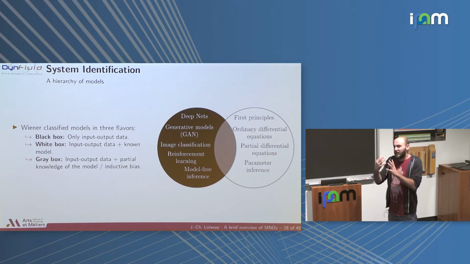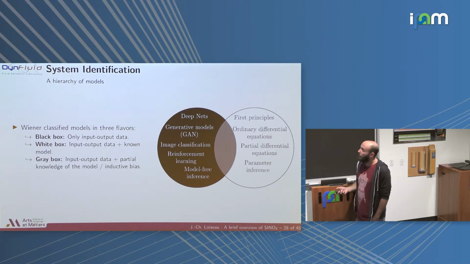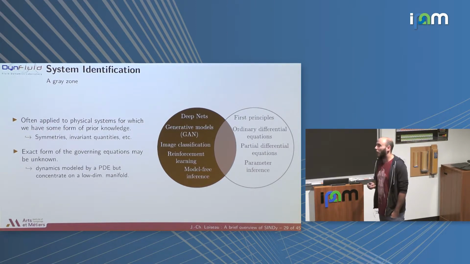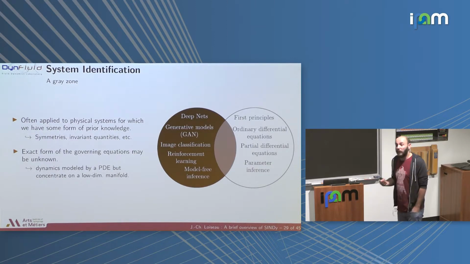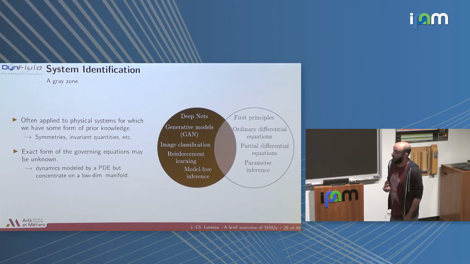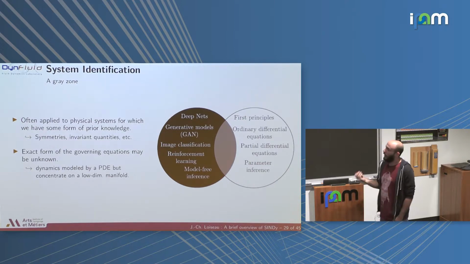Like maybe it has some kind of symmetries or invariant quantities it needs to have. And so system identification is precisely in this gray zone because often, at least when we apply it to physical systems, well, we've known the laws of physics for hundreds of years, right? So we do have prior knowledge about what the system should be or what kind of property it should have in terms of symmetries, in terms of invariant quantities, any prior physical knowledge you can have. So we're in this gray zone.